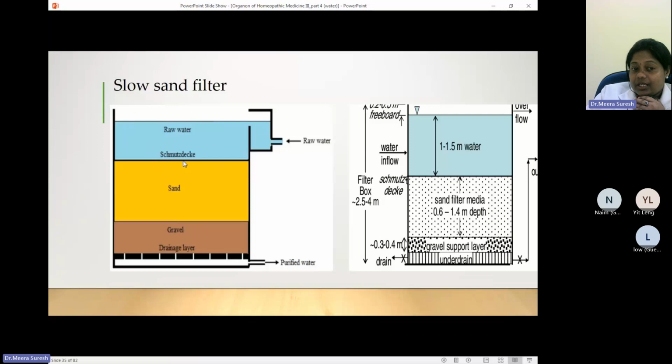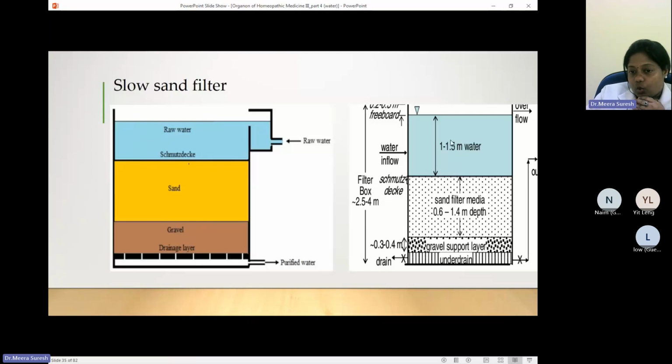So in slow sand filter, they are going to use this biological layer, the Schmutzdecke layer, and that is the importance of slow sand filter. Such a biological layer we don't find in rapid sand filter, and that's why that one is called a mechanical filter. And because this is a biological layer made of plankton and algae, this slow sand filter is also called a biological filter. Then after that, there will be sand of different sizes. Then there will be gravel, whose size will also change, and then an under drainage pipe.